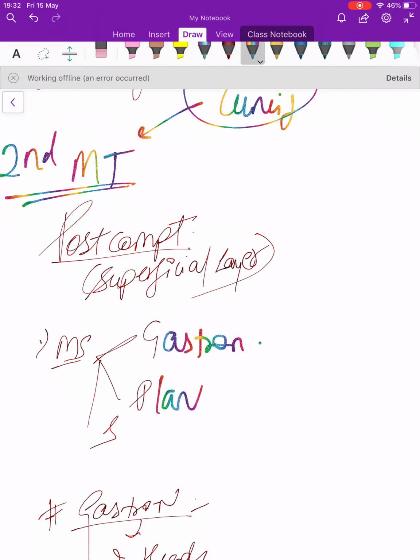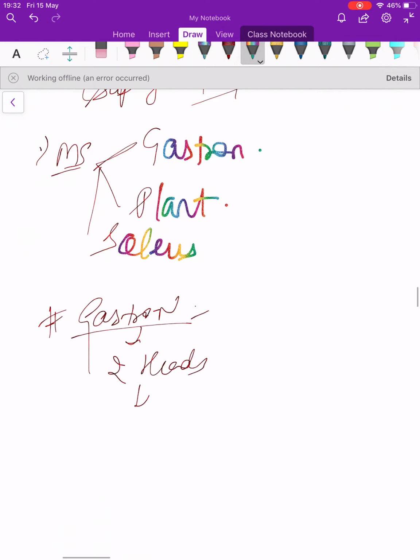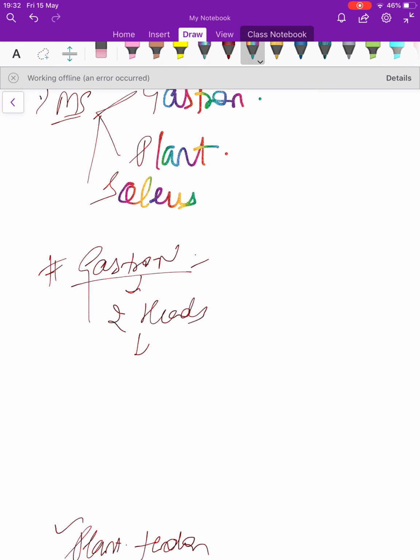Then superficial layer has plantaris muscle. It has soleus muscle. So the mnemonic is GPS. Gastrocnemius muscle, plantaris muscle, and the soleus muscle. So we will talk about the gastrocnemius muscle. Gastrocnemius muscle has two heads. And these two heads, they join with the soleus. Fine, they join with the soleus, and it forms triceps surae.